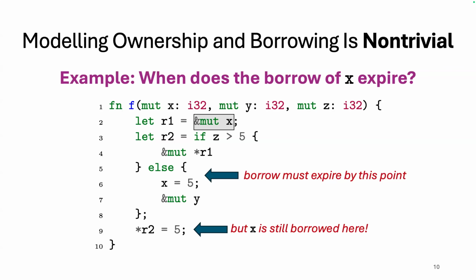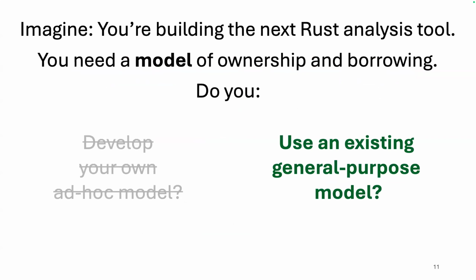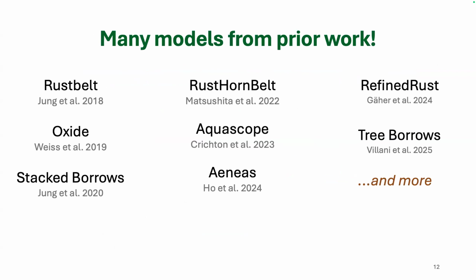So if you wanted to model Rust's ownership and borrowing, you would essentially need to do much of the work that Rust's borrow checker is already doing. So then, a better solution might be to take some existing general purpose model and incorporate it into your analysis tool. And the good news is that there are many models from prior work.